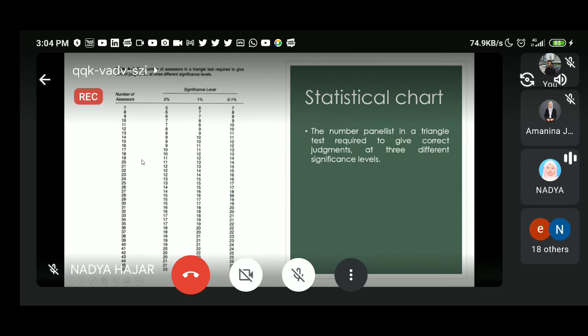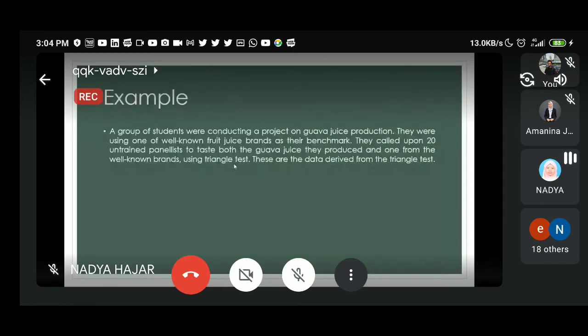Kalau kata kita guna 0.01%, so panelist kita 20, so 14. So kalau at 0.01% ni kita nak 14. So kita punya 10. Okay, lagi jauh lah. Maksudnya still no significant difference between the sample. Okay. So boleh nampak.